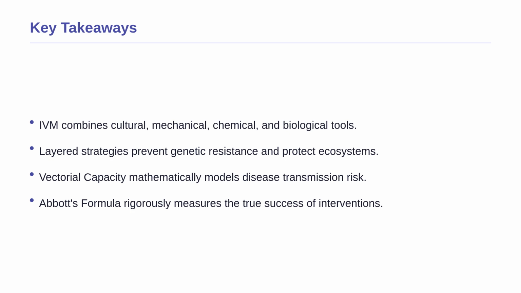Finally, we learned that mathematics is just as important as biology here. Models like vectorial capacity allow us to strategically plan our interventions, while Abbott's formula lets us rigorously measure their success. By mastering these strategies, we empower ourselves to break the chain of disease transmission and save countless lives.